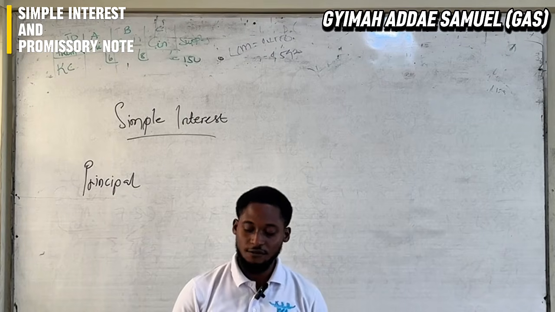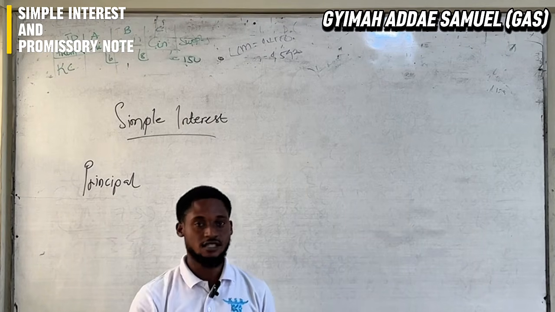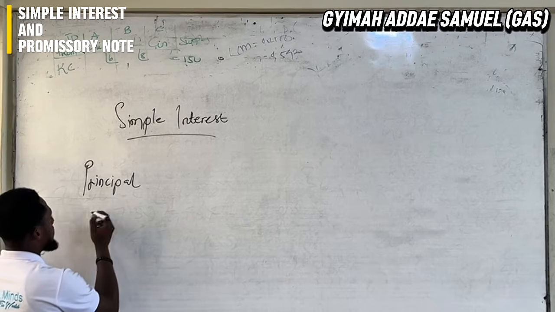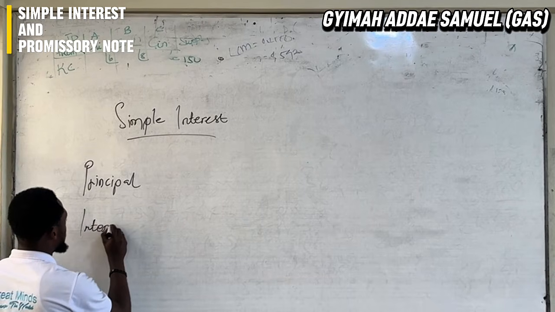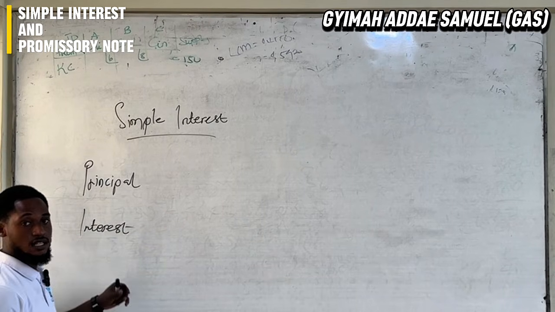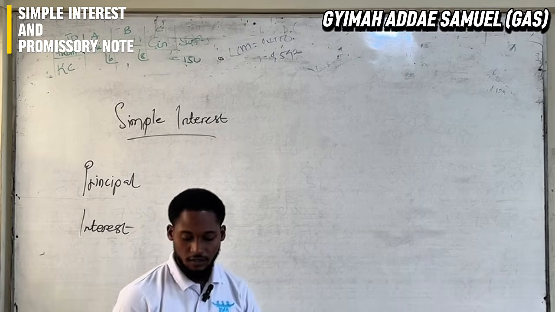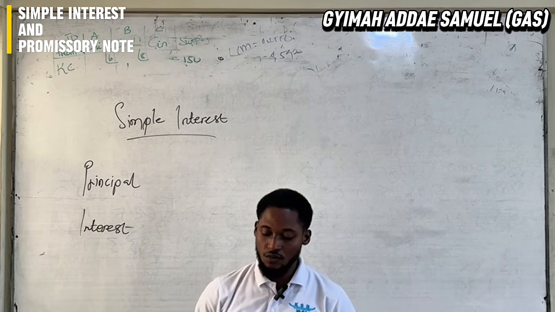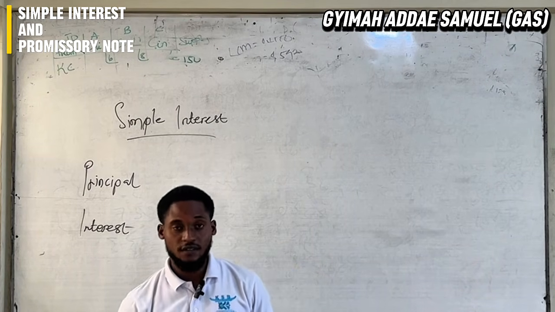And also, the fee charged for the use of the money is called the interest. This interest is usually quoted as a percentage of the principal.